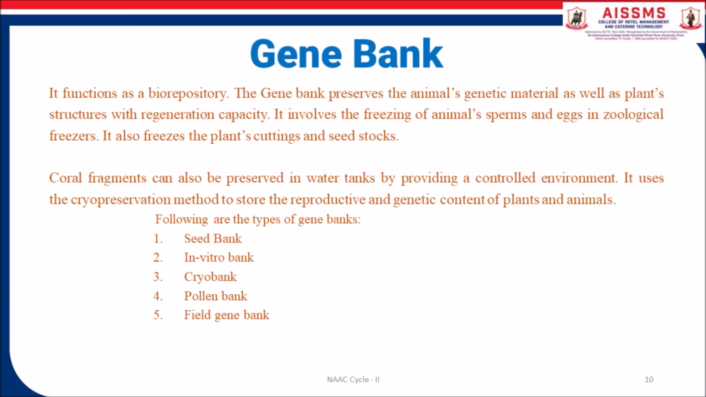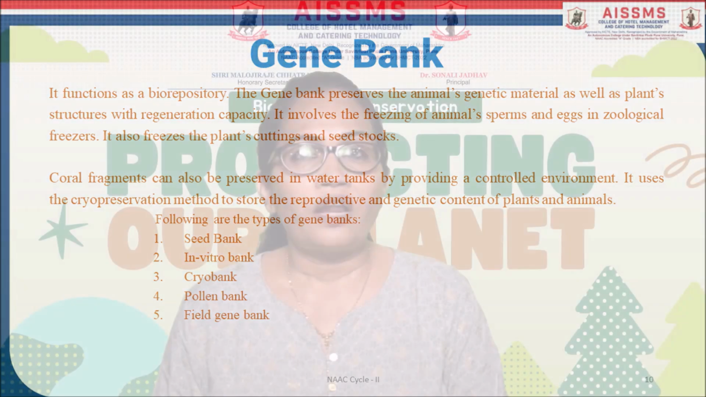The next type of gene bank is the field gene bank. It is the method of planting plants in an artificially created environment. We can conserve the germplasm of essential plants through this method. It needs more land area and soil, and is vulnerable to pests and diseases.